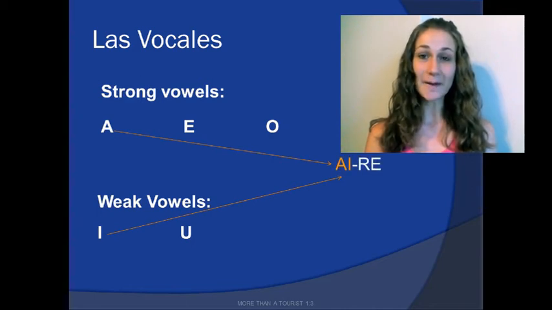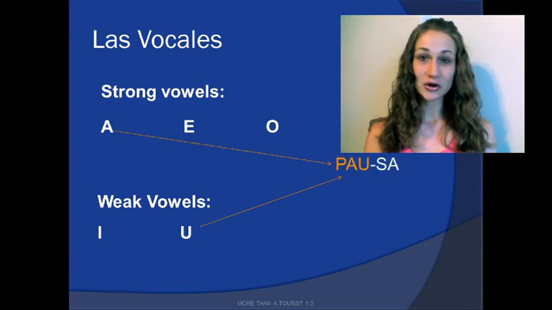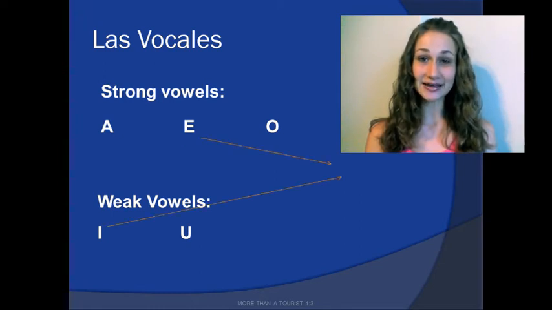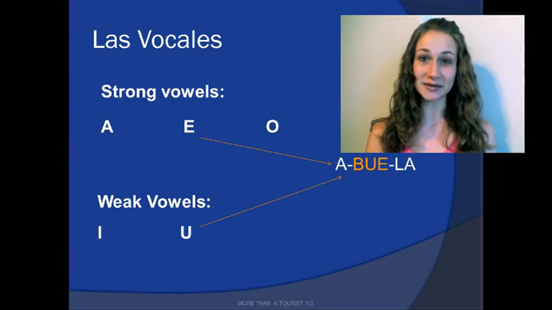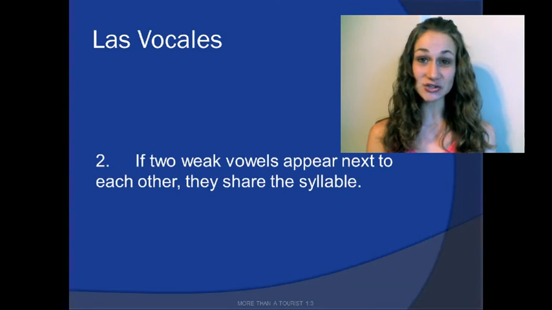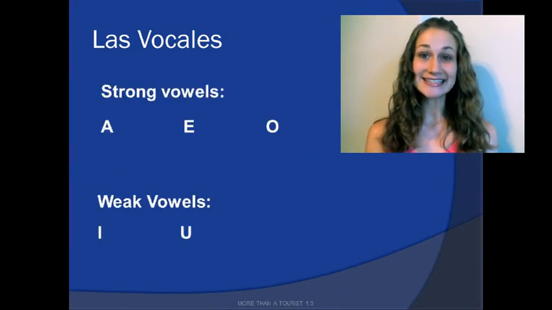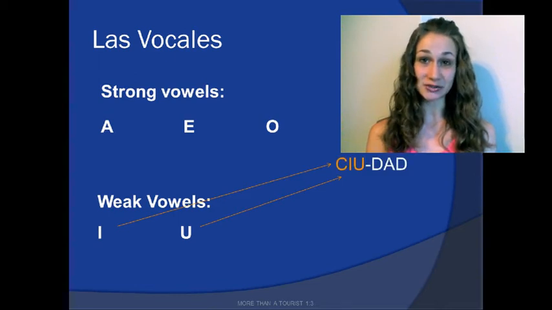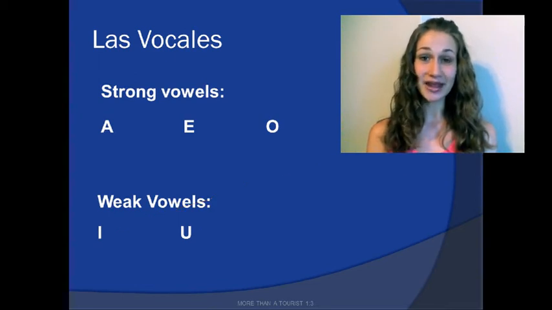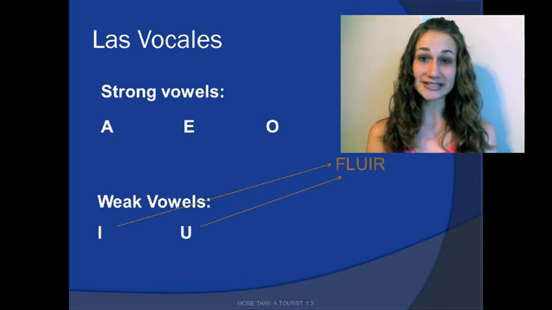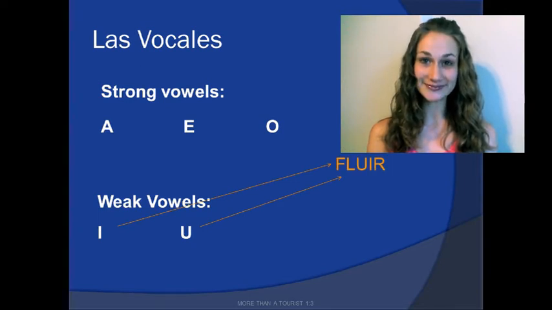We also have a word like pausa. Notice that it doesn't matter if the strong or the weak vowel comes first. For example, we have bien and abuela, where the e still dominates the syllables. Second, if you have 2 weak vowels next to each other, then they share the syllable. So we have a word like ciudad, which is 2 syllables, ciu and dad. We also have fluir, which is technically only 1 syllable.